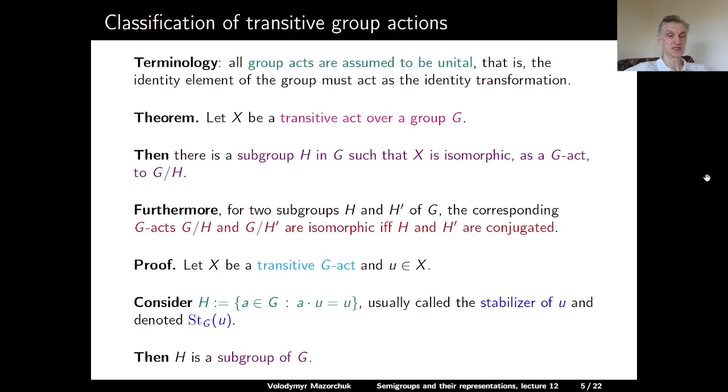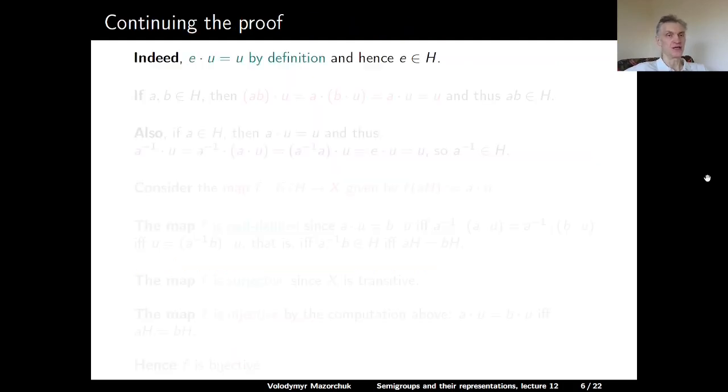Then we claim that H is a subgroup of G. Indeed, the identity element stabilizes U by definition, so it belongs to H. If two elements A and B belong to H, then AB applied to U is the same thing as A applied to the outcome of B applied to U, that's the axiom of the action. B applied to U is U because B stabilizes U, and then A applied to U is U because A stabilizes U. So we have just proved that AB stabilizes U.